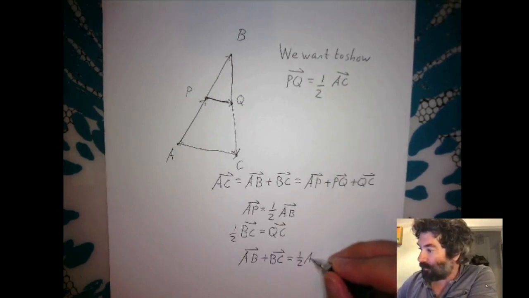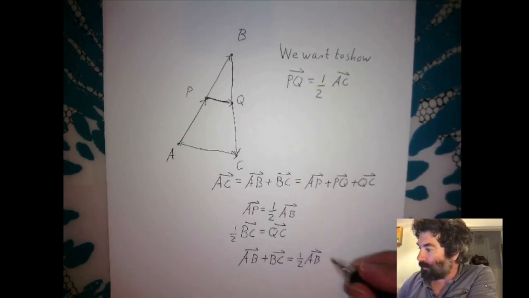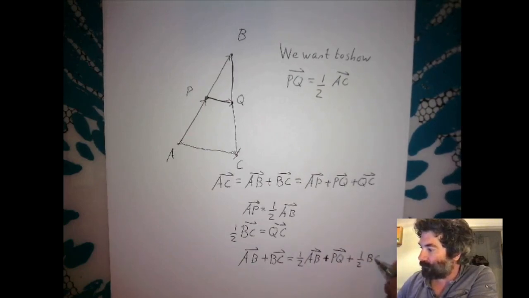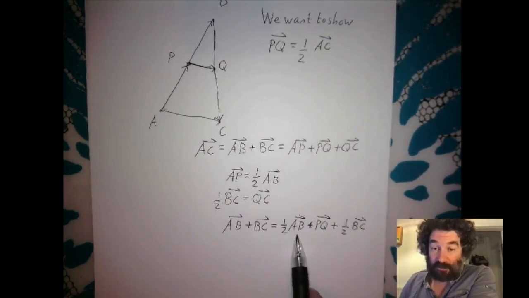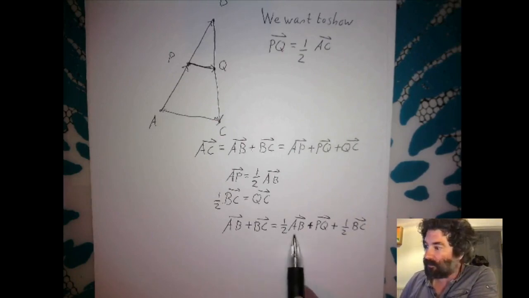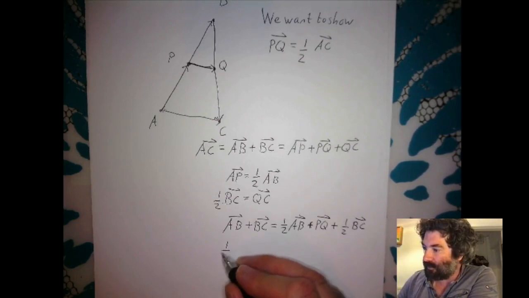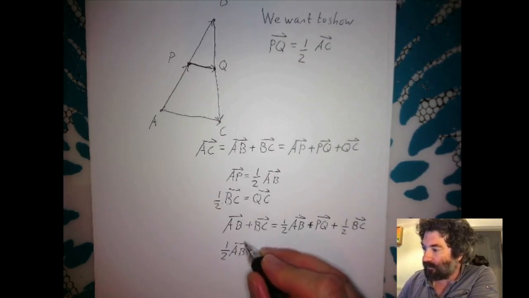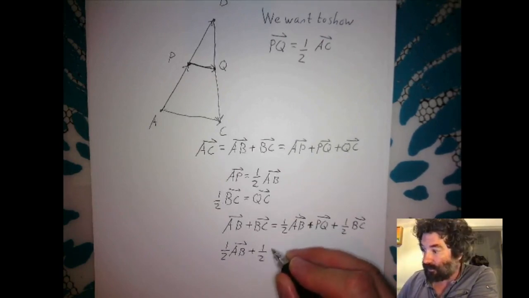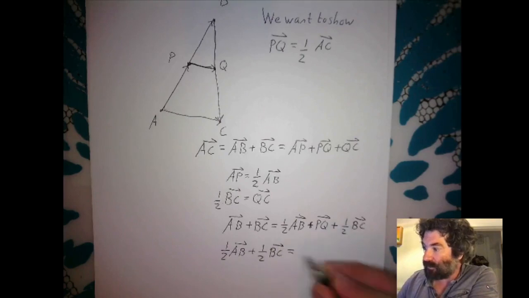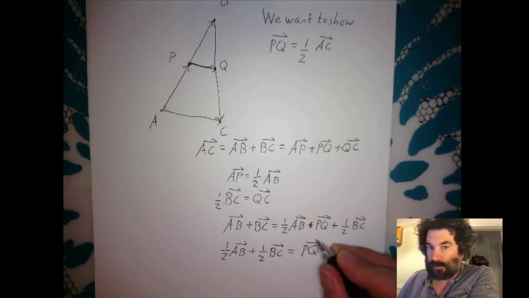1/2 the vector from A to B, that's AP, plus the vector from P to Q, plus 1/2 the vector from B to C. Okay, and so now let's just subtract this 1/2 vector from A to B from both sides. And when you subtract it, that one will cancel out. You'll get 1/2 the vector from A to B on the left. And the same thing with this vector, 1/2 the vector from B to C. We're left with 1/2 the vector from B to C on the left. And this equals the vector from B to Q.